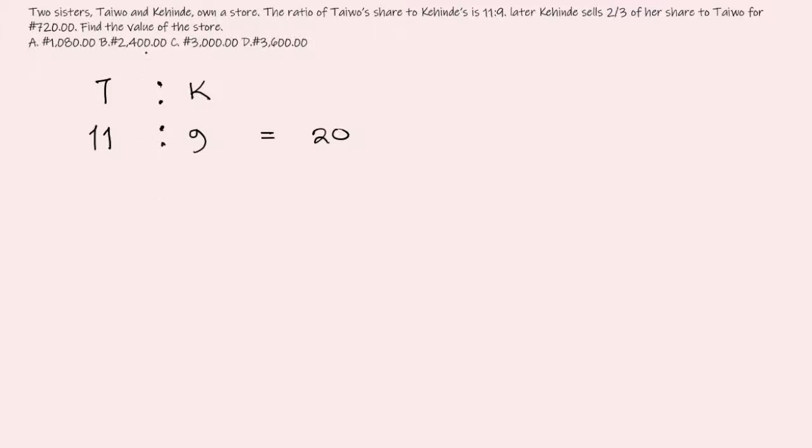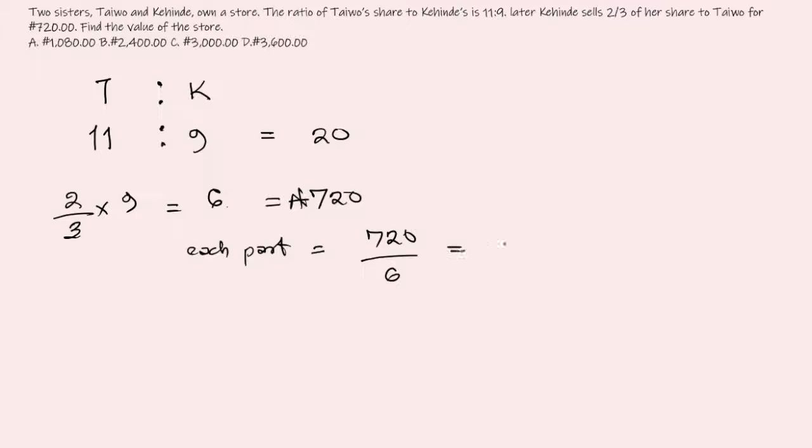Now, we're told that Kehinde sells 2/3 of her shares to Taiwo. So 2/3 of 9 portions of the share, 2/3 of 9 is equal to 6. So 6 parts of this entire store was sold, and it was sold for 720 naira. So we know that 6 parts of this 9 was sold for 720, which means that each share of the store costs 720 over 6, which is 120.